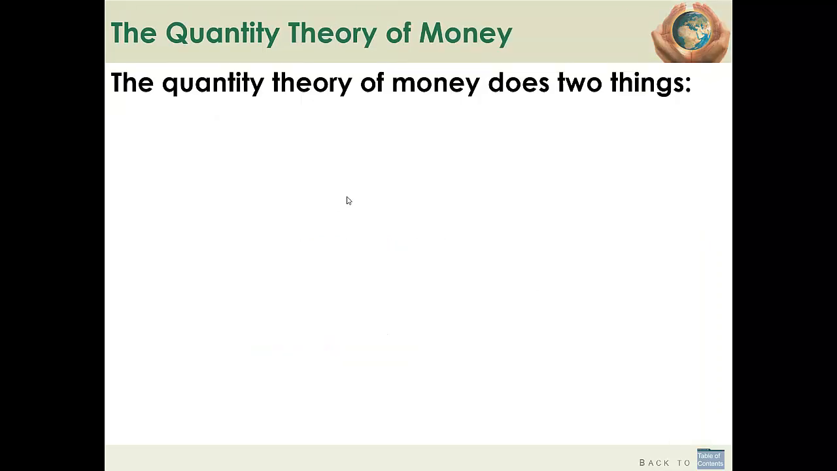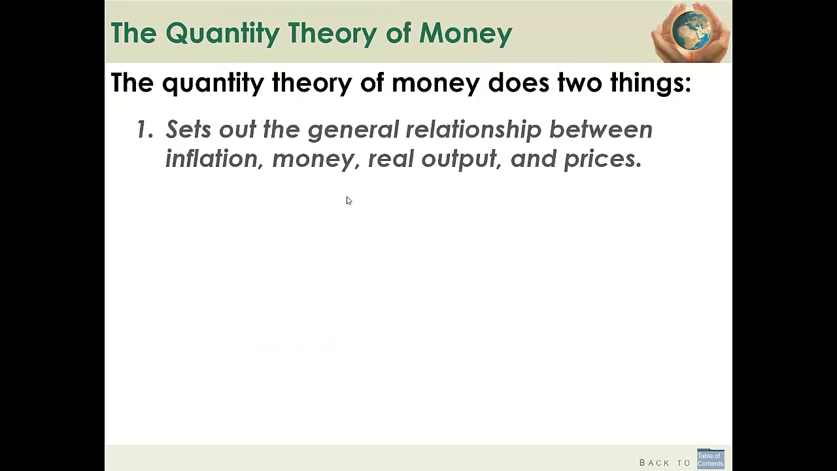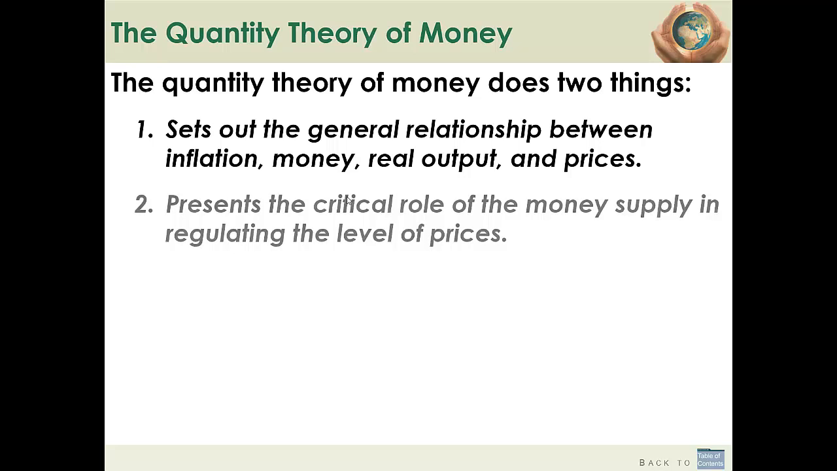The quantity theory of money does 2 things. It sets out the general relationship between inflation, money, real output, and prices. So these are a lot of terms we've seen already. We've seen the term inflation in this lesson. We have an indication, obviously, of what prices are. We know what real output is. And, of course, money is just anything that is generally accepted as a medium of exchange. We'll talk more about money in a later lesson. And this theory presents the critical role of the money supply in regulating the level of prices within our economy.